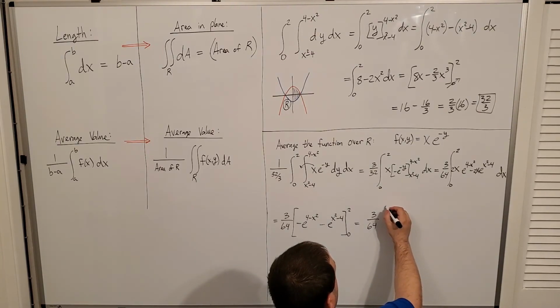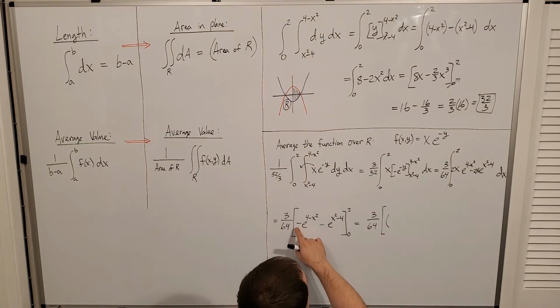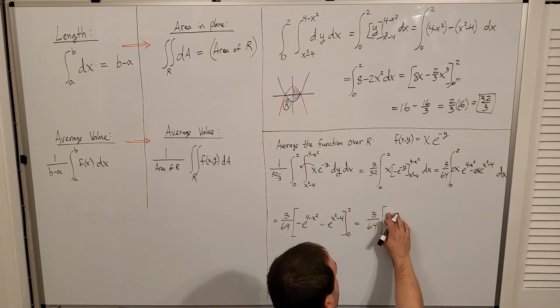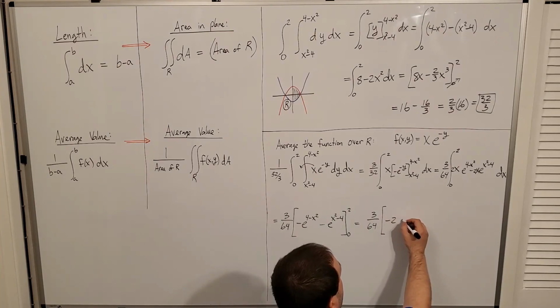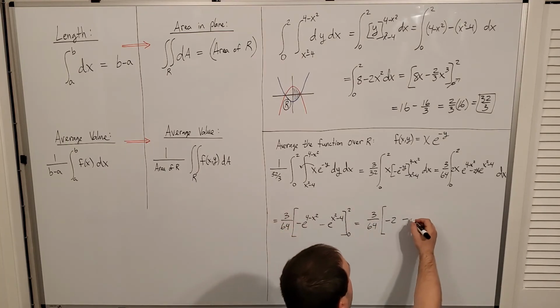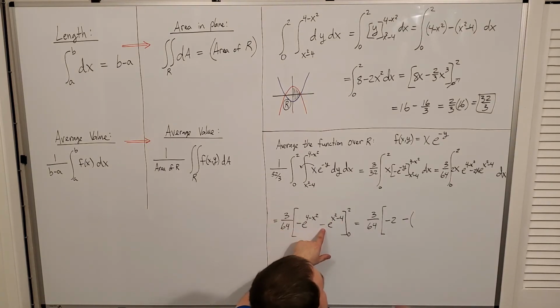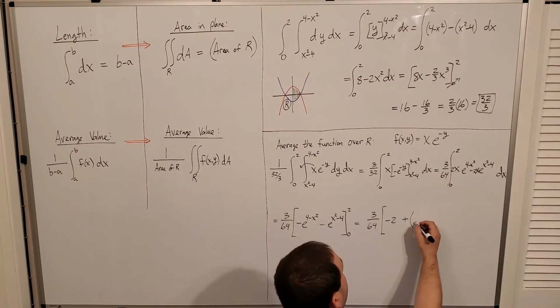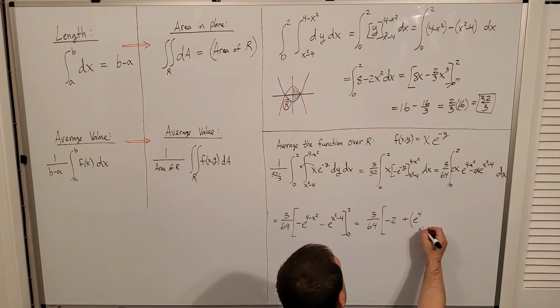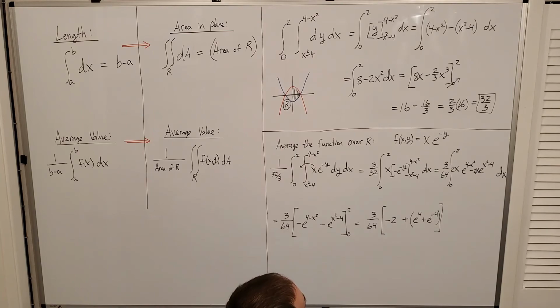times, when I plug in 2 on each of these, notice it's getting me e to the 0 and e to the 0. So I'm just getting negative 1 and negative 1. So I'm just going to get negative 2. And then minus, when I plug in the zeros, I'm going to get e to the 4 and e to the negative 4. But both of them are negative, right? So that's going to give this a plus, and then it'll just be e to the 4 plus e to the negative 4, like this.